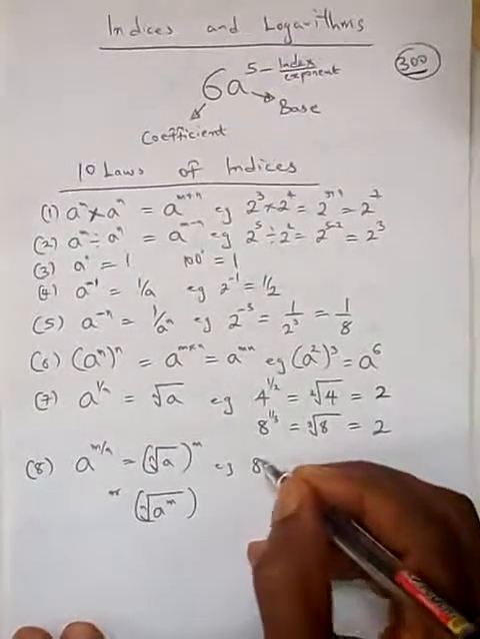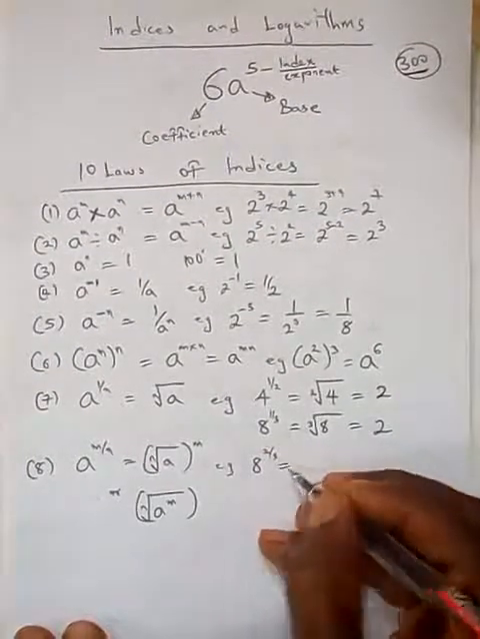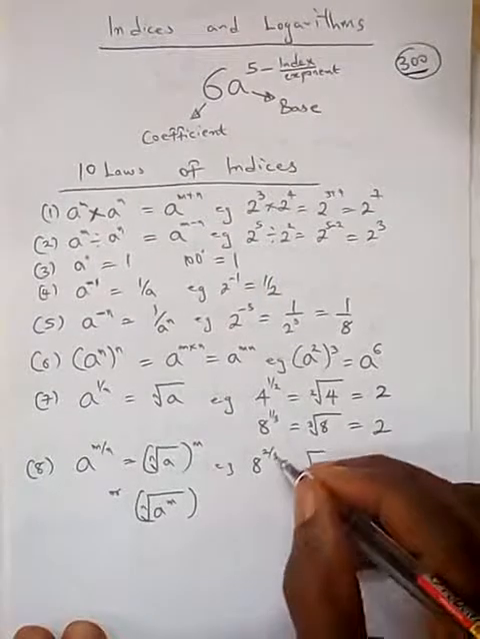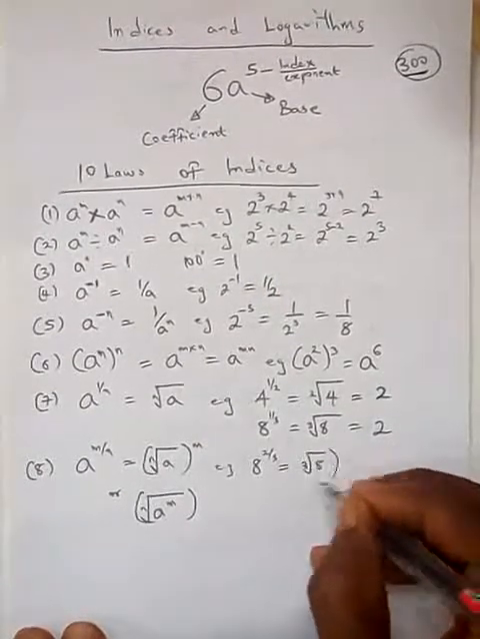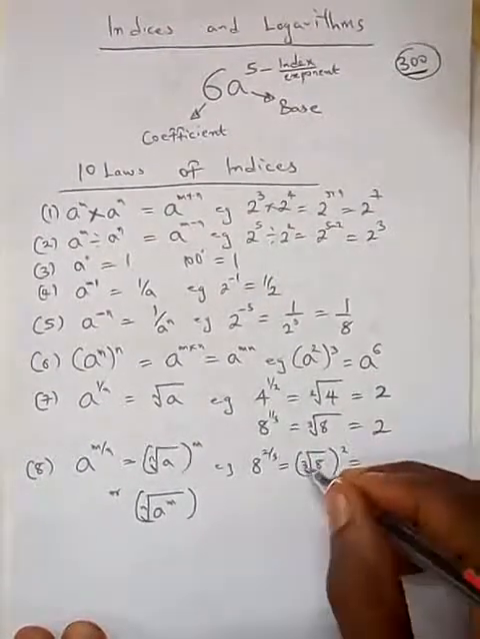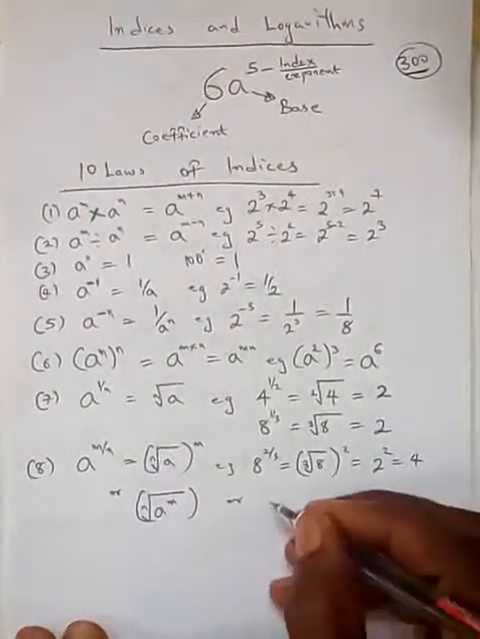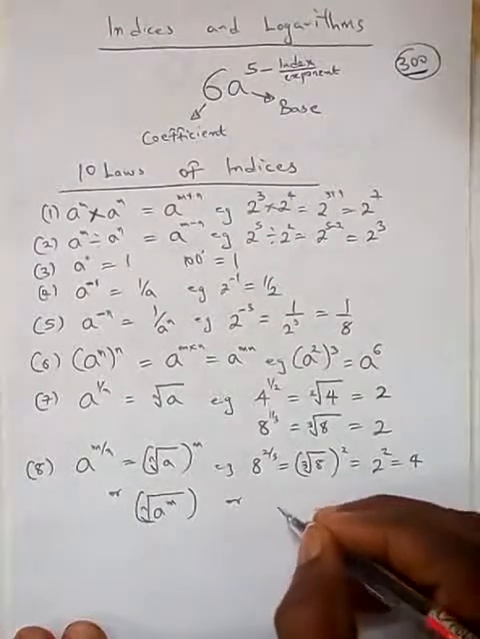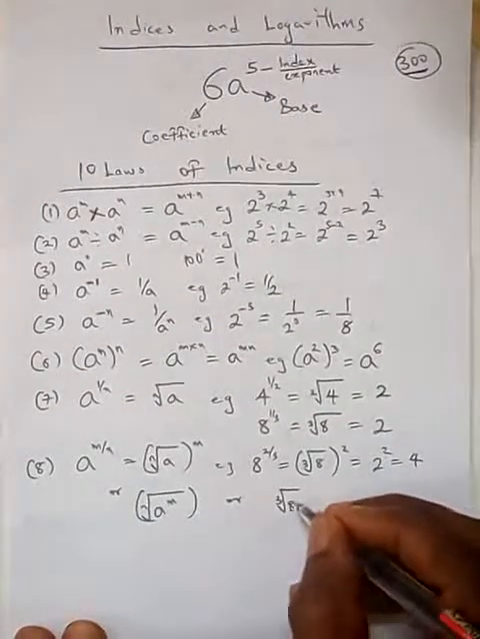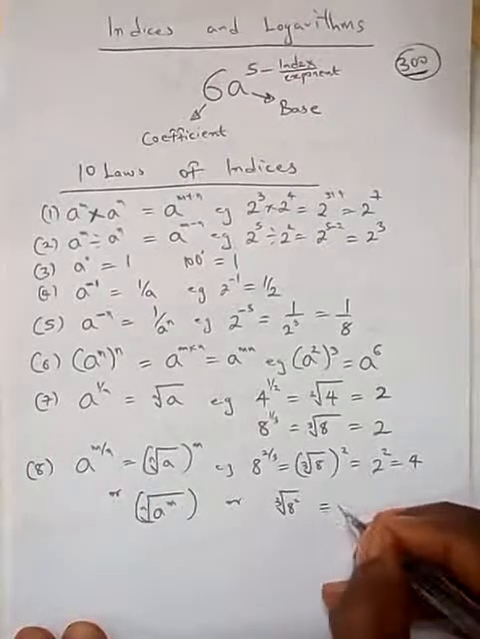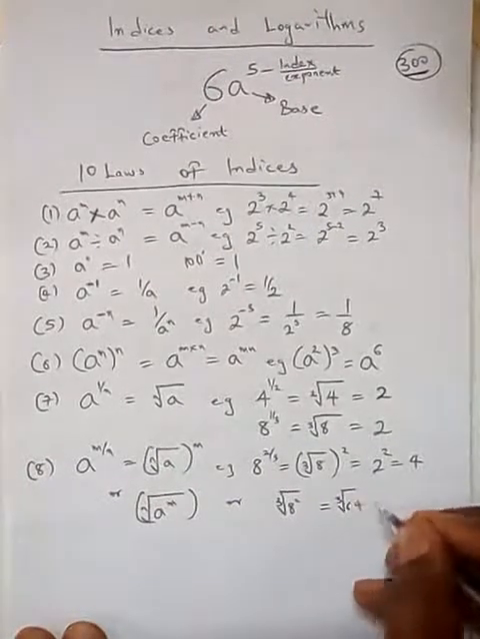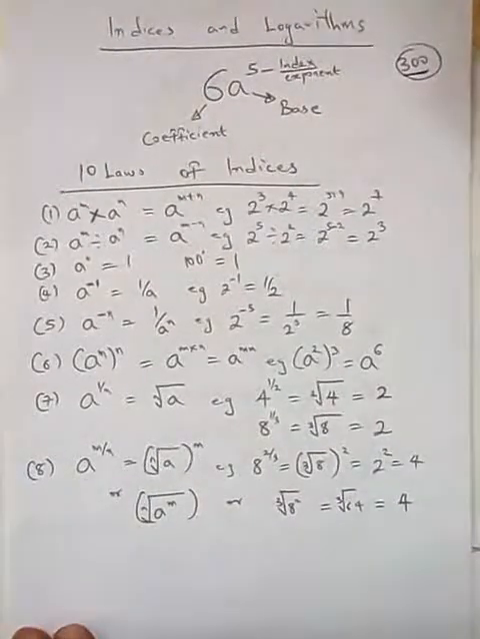E.g., 8 raised to power 2 over 3 is the cube root of 8 raised to power 2, which is, cube root of 8 is 2, 2 raised to power 2, and that's 4. Or using the other form, it's going to be the cube root of 8 raised to power 2, and that's the cube root of 64, and the cube root of 64 is 4.